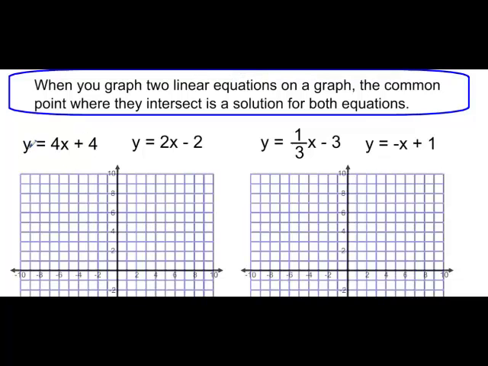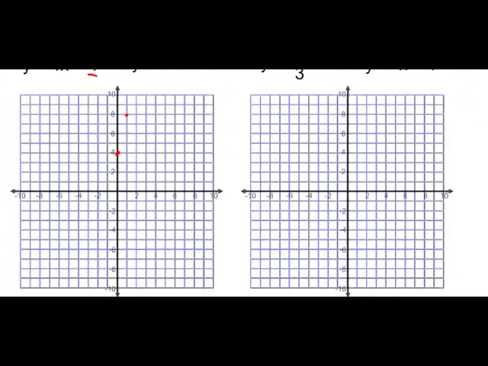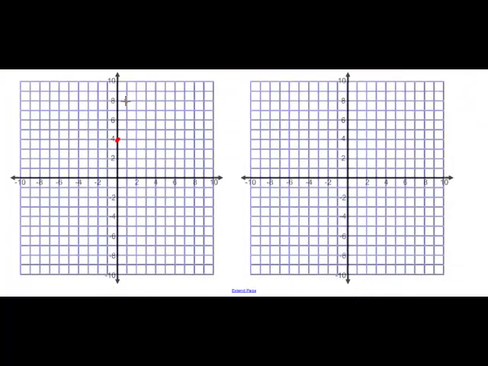So the first one, it's in slope-intercept form. So let's find our y-intercept, which is 4. And our slope is 4, so up 4 and over 1. When you graph, you need to make sure that you're very exact, so you have to use a straight edge. So, right there, through that, and you can extend it in both directions.